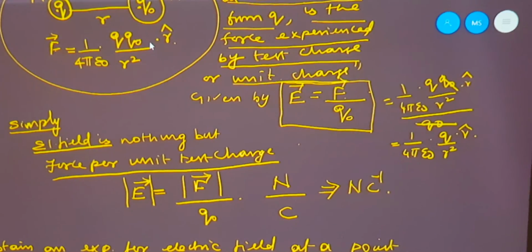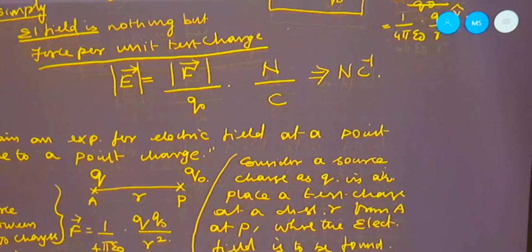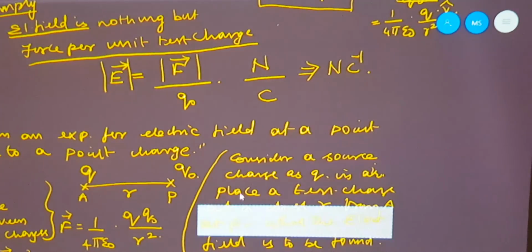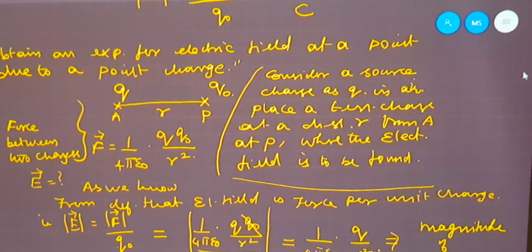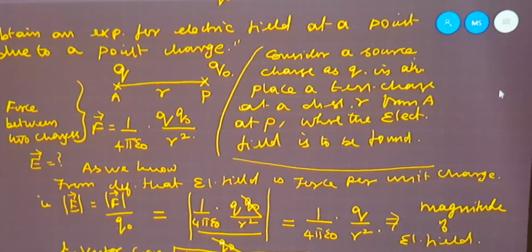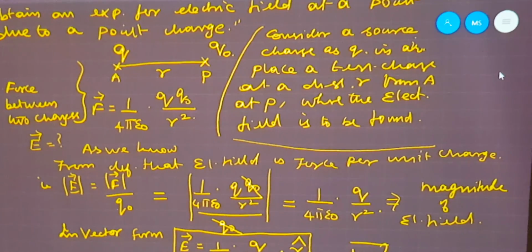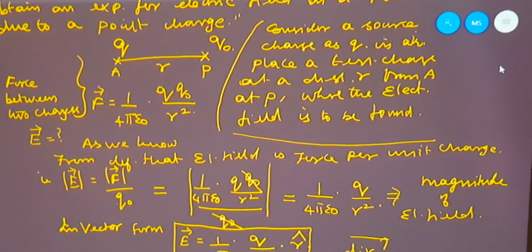So you studied this as a concept. After studying this concept, you just go for this question and study the expression. This will give you a clear-cut idea for getting the expression for electrical field at a point due to a point charge. Clear? Okay. We have to see about the important aspects of this.